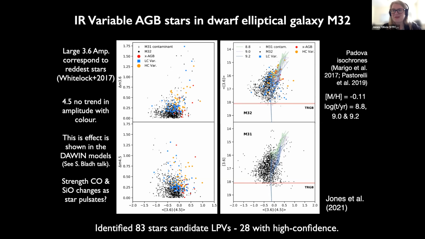But what really intrigued me is that the 4.5 micron data shows no similar trend with colour. And so Sarah Blah, who gave a talk on Monday, very happily computed for me some Spitzer colours, and the Darwin models show a similar trend, which made me very relieved. But I'm also very interested in what chemistry is going on in the atmospheres during the pulsation cycle to show the different effects in these two Spitzer bands.